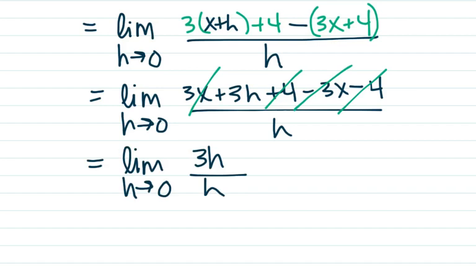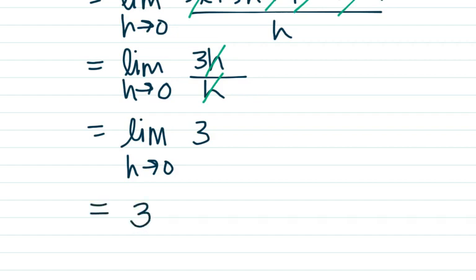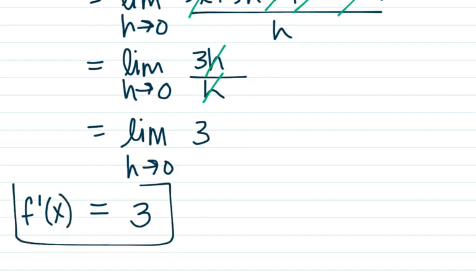And I'm actually just left with 3h over h. That allows me to finally do direct substitution, and the limit as h approaches 0 of 3, that's just 3. Okay, so that means that f prime of x is equal to 3.